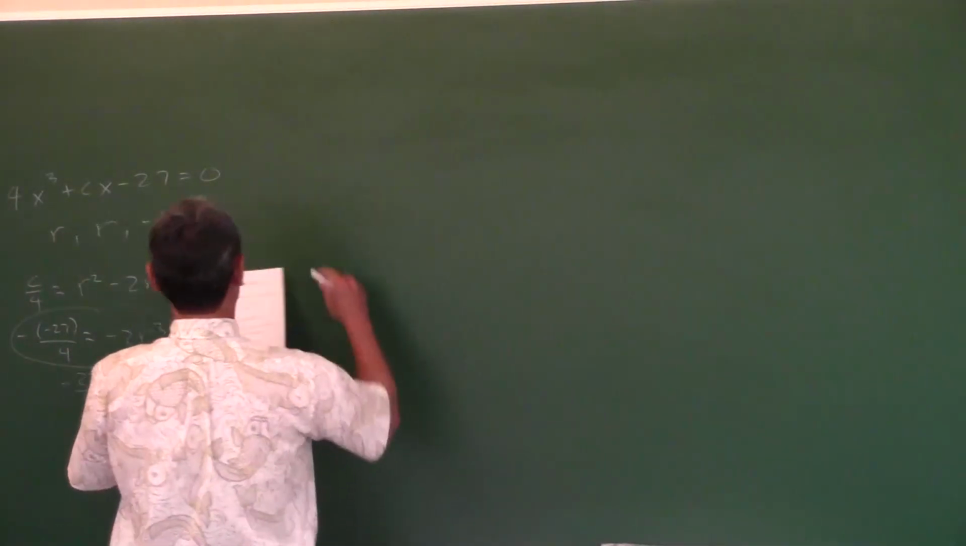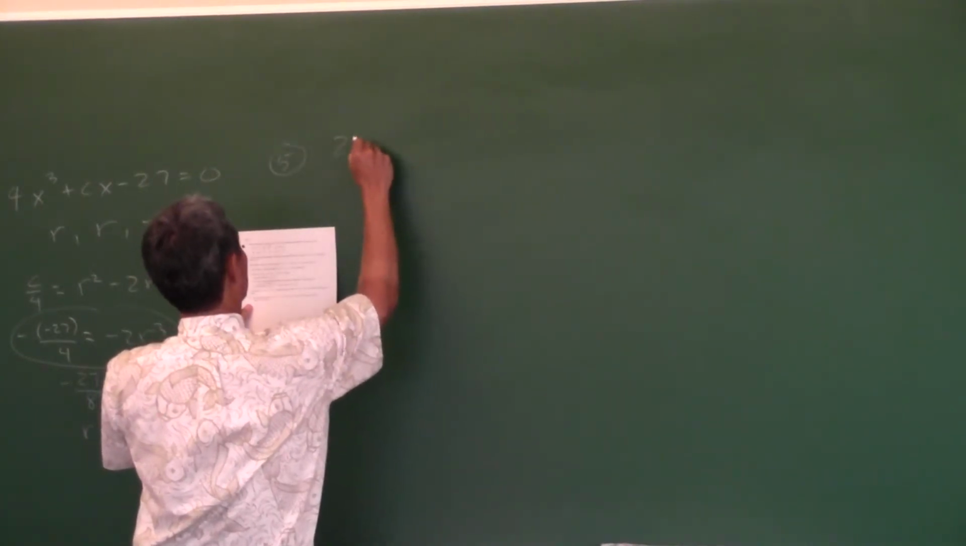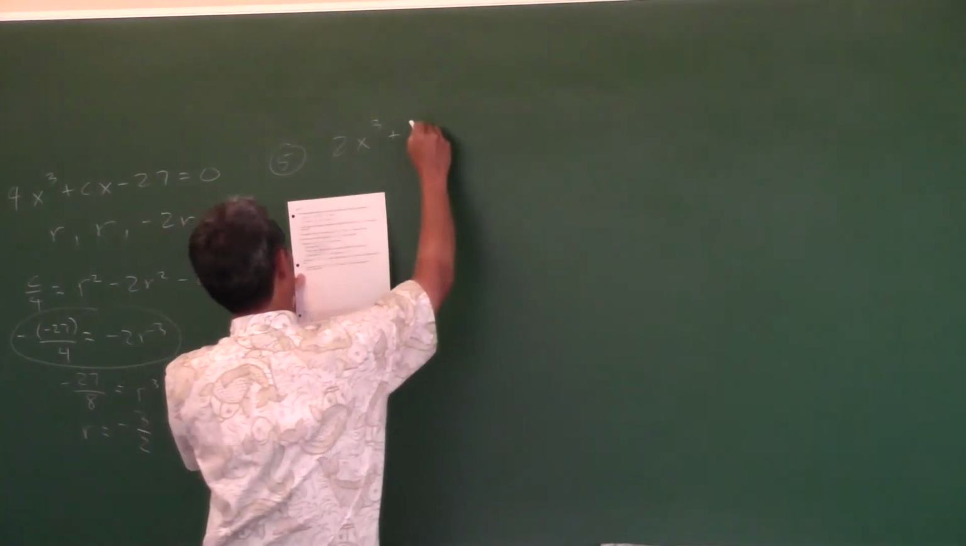Okay, number 5. Here we go, baby. Number 5. So 2x cubed. Okay, this problem is on the test. You don't even have to ask.